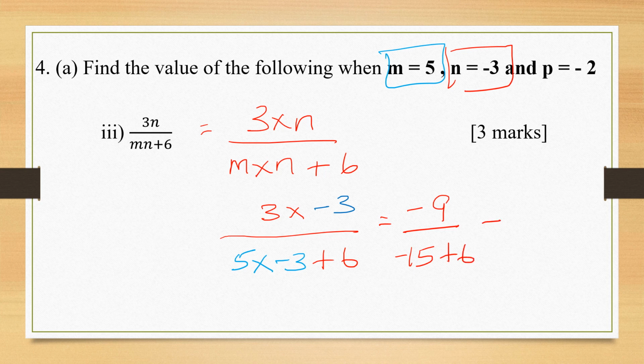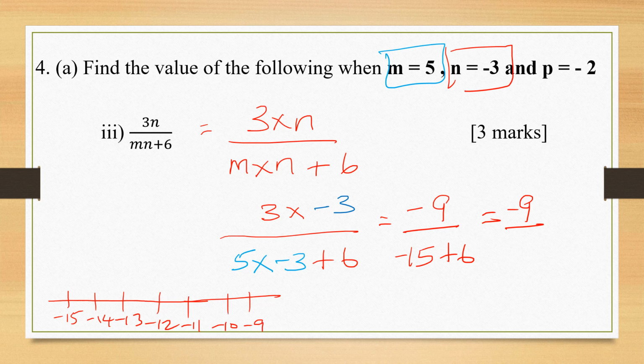plus 6. So that's a -9 over, let's draw a number line. You're at -15. So you want to add a plus, you want to have plus 6. So 1, 2, 3, 4, 5, 6 over -9. That is going to give me 1.